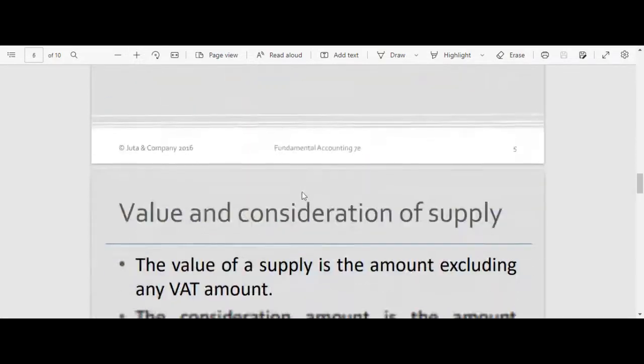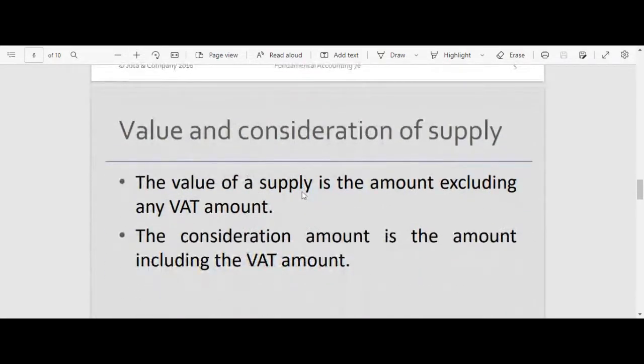So let's go to our next little slide here, value and consideration. We've actually already discussed that. So they say the value of a supply, in other words, the amount that belongs to you as a business, is the amount excluding the value added tax, right? Excluding. So in our little example before, it would have been the 100 rands.